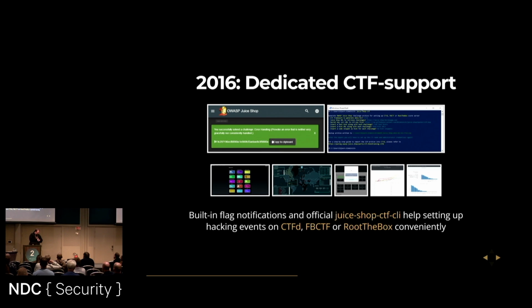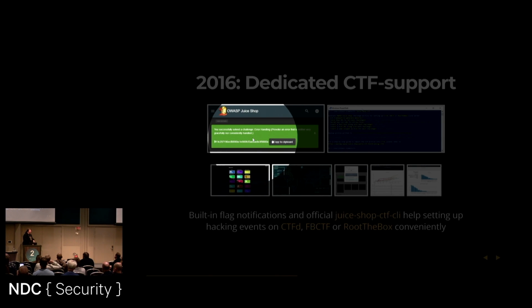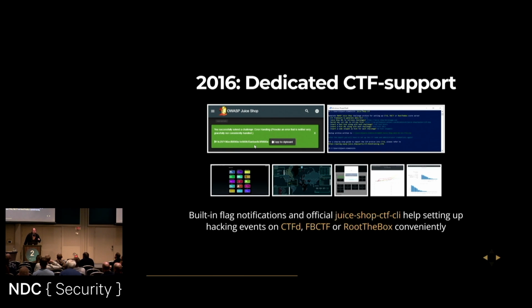What the Juice Shop also has for several years now is dedicated support for capture the flag events, which is quite nice if you want to do a team event, for example. So you can start the Juice Shop with a flag bringing it into CTF mode, and then when you solve a challenge, it will not only tell you, yay, you did a challenge, but it will also tell you a flag code. Seen here at the top, right? So this string here is the flag code for this particular challenge.